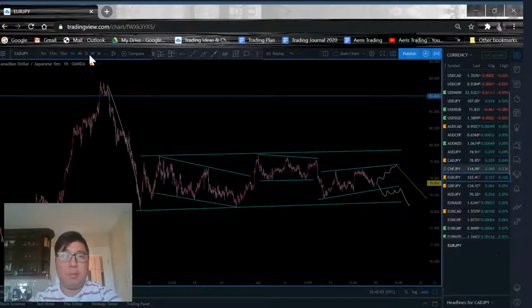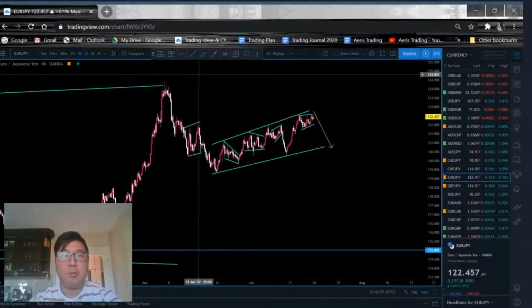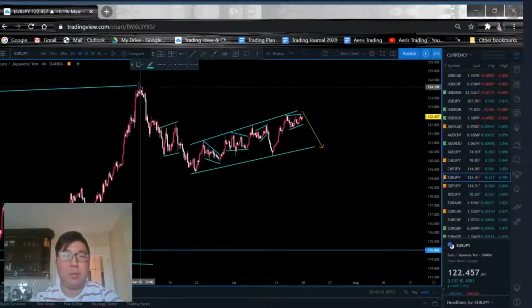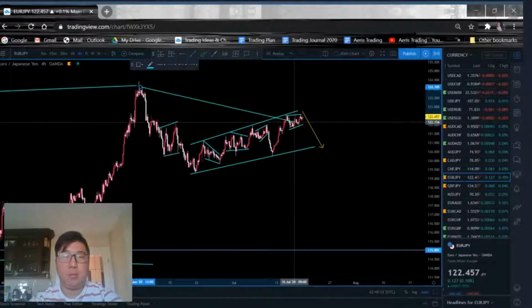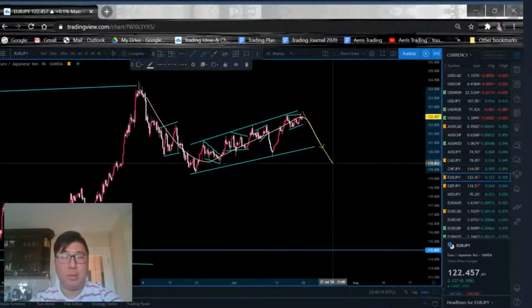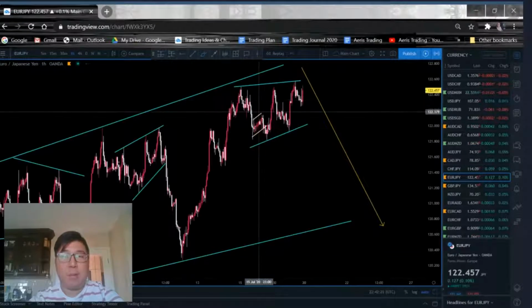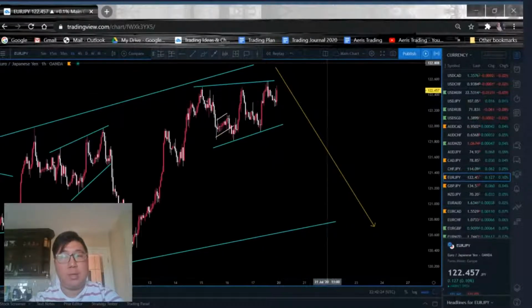Euro yen, same idea. Nothing changes on the structure, okay? We zoom out a little bit. This is still the impulse. This is the correction. Oops, sorry. This is the impulse. This is the correction. I'm looking for the next impulse, right? Structurally is there. Whether or not price is going to be ready is another story, right?